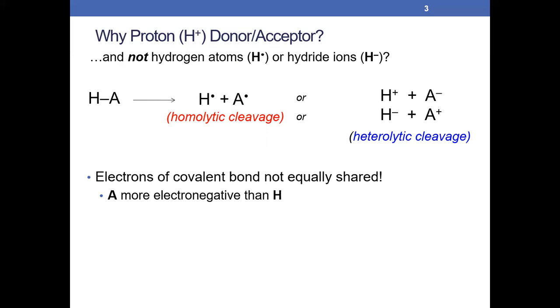Thinking about how these electrons are being shared, we'll have to look at electronegativity. Hydrogen is on the left-hand side of my periodic table. Remember that our electronegativity trend increases as we go from left to right.